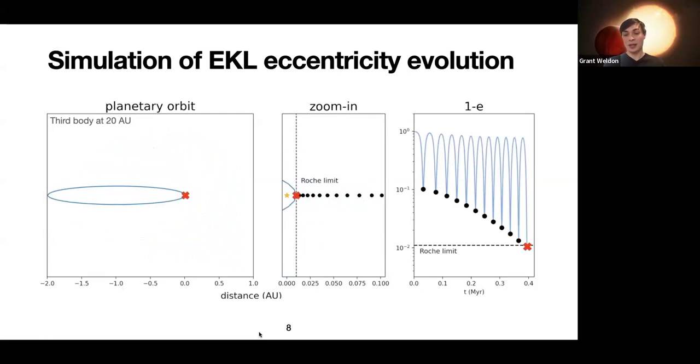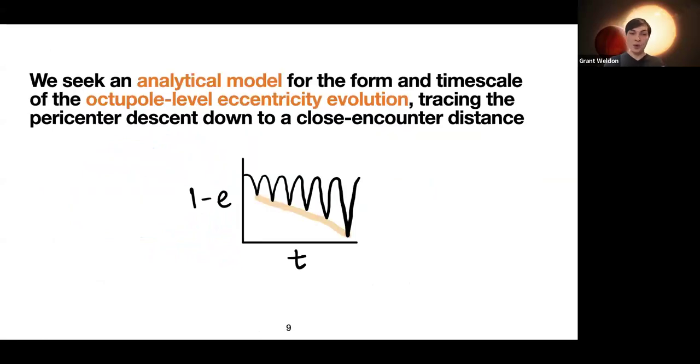Now, I'm interested in these black dots. If you can connect the black dots, you can understand the overall eccentricity evolution of the planet from a large distance down to a close encounter distance. And this inward descent is driven by what we call the octupole, the octupole terms in the Hamiltonian of the system. And so I'm interested in an analytical model for the form and timescale of the octupole-level eccentricity evolution to trace the planet's pericenter evolution down to a close encounter distance.